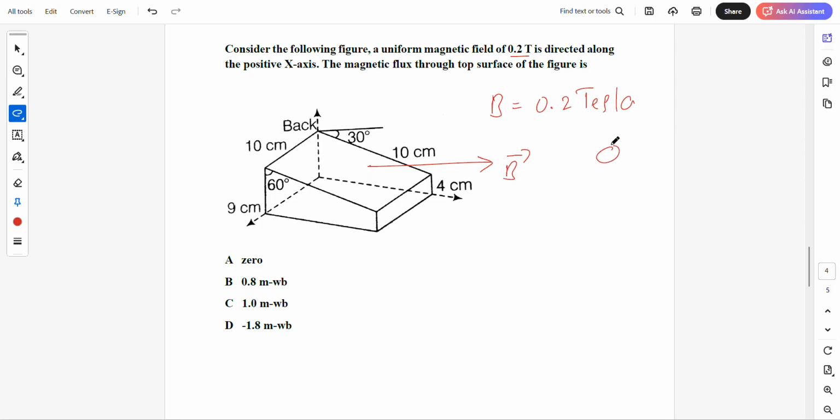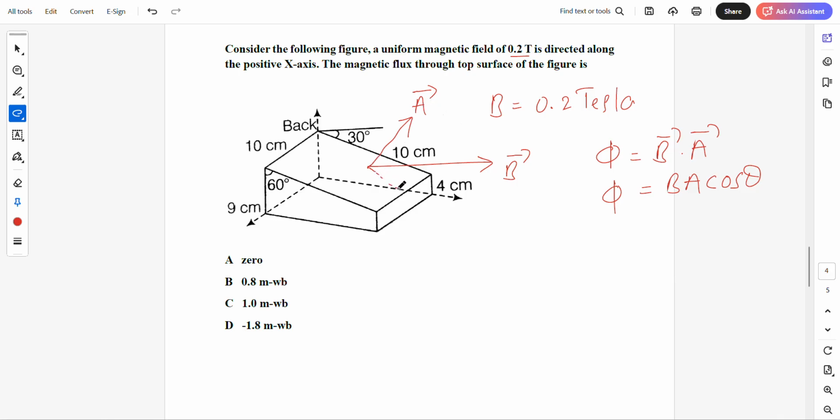We know that phi is equal to vector B dot vector A, that is equal to BA cos theta, where theta is the angle between B and A. This is B, and this is A, it is 60 degree. Like this it will be, right? This will be A, this is the area. What is the angle of this one? How much is this?